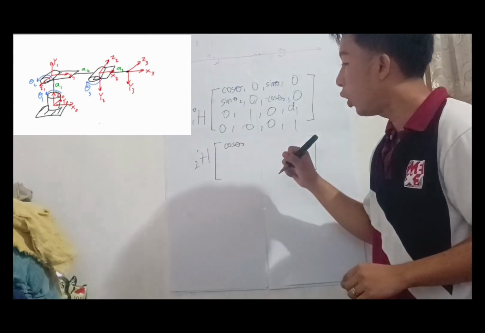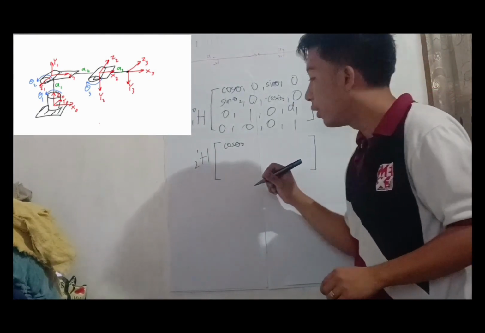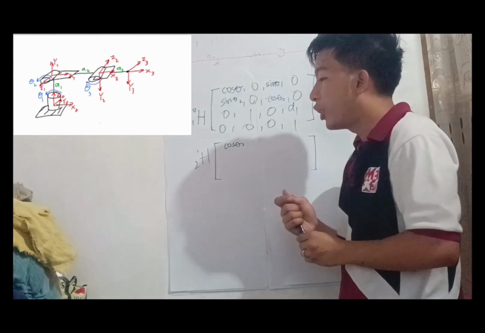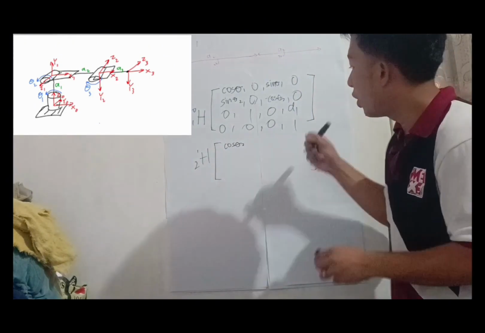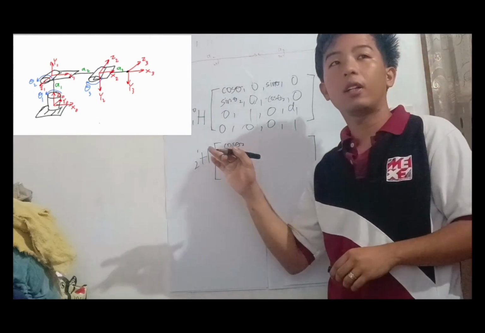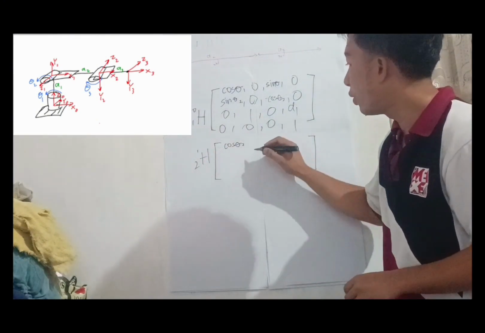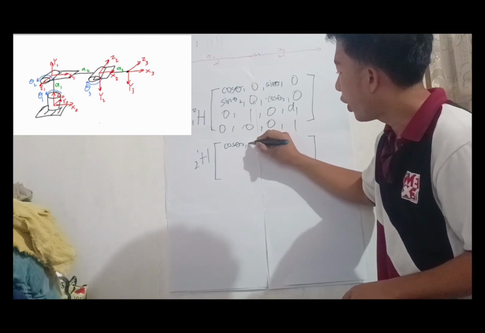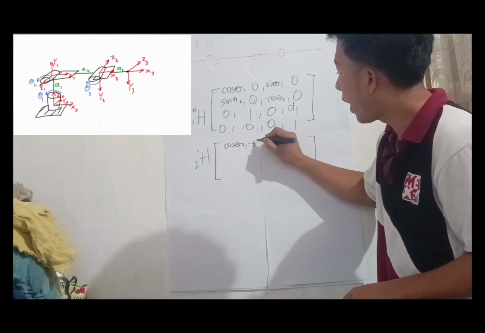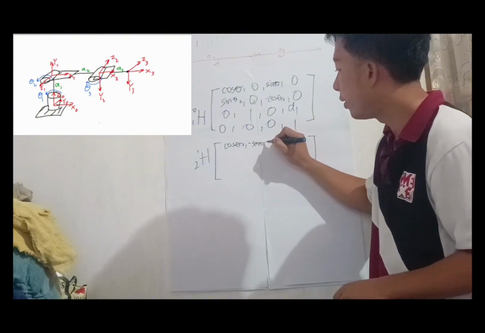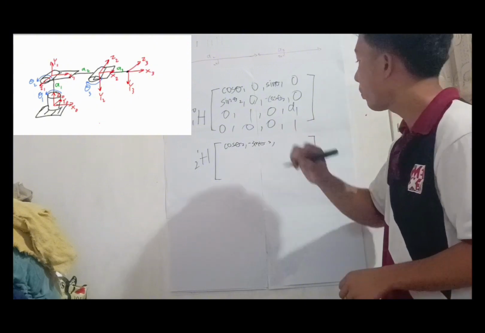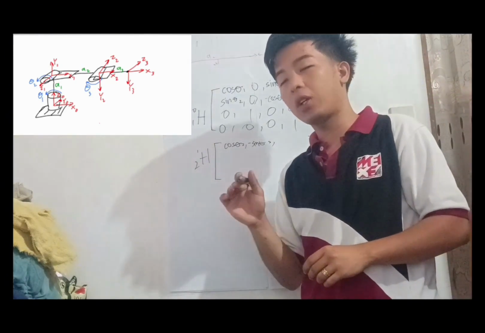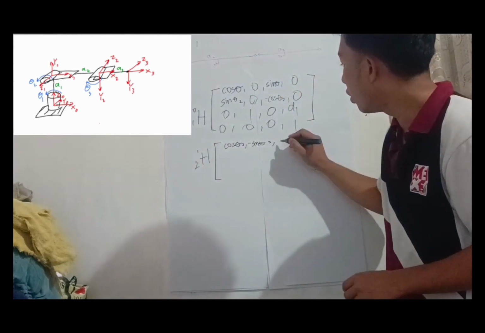So, the next is sin theta, to represent the sine of the second joint angle. So this is the negative because of the counterclockwise. So negative sin theta 2. And the next is 0 because there is no rotation.